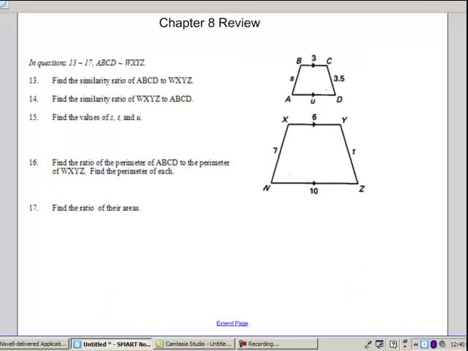Okay, let's find the similarity ratio. I've got ABCD is similar to WXYZ. Notice I've got BC and XY. Well, look, BC is 3 and XY is 6, so my similarity ratio has to be 3 to 6, which is going to be 1 to 2. Well, if the ratio of ABCD to WXYZ is 1 to 2, then the ratio of those backwards would have to be 2 to 1.